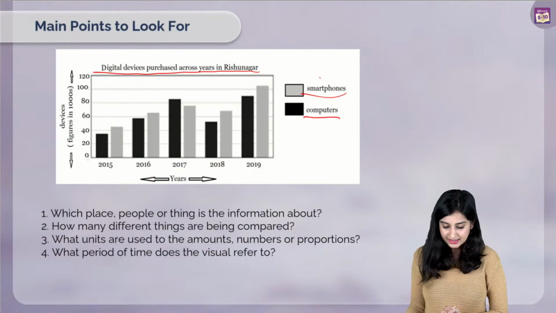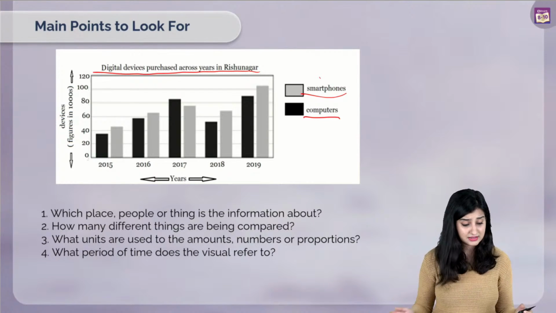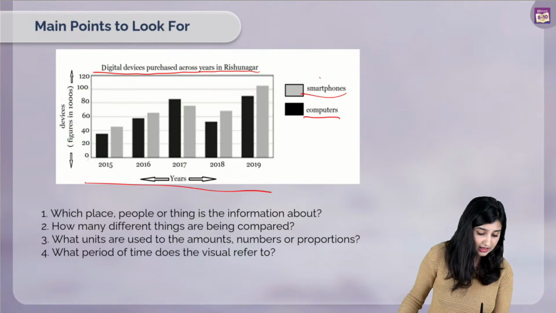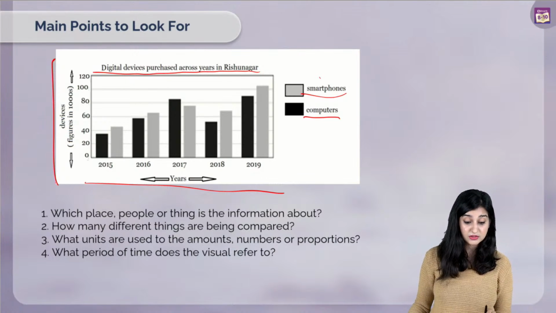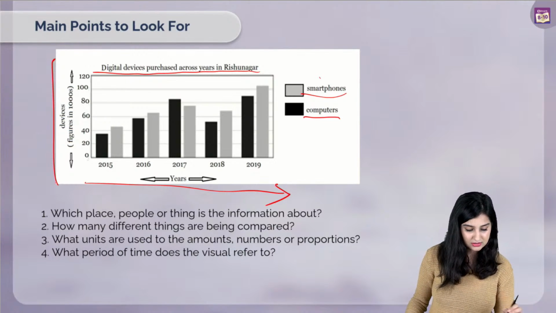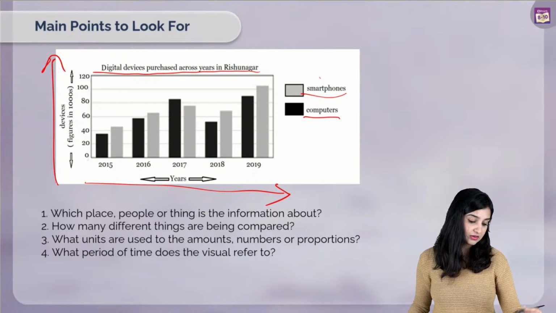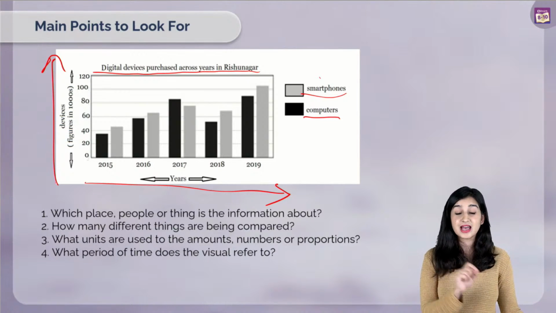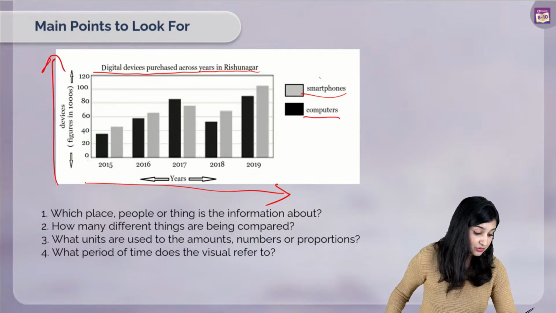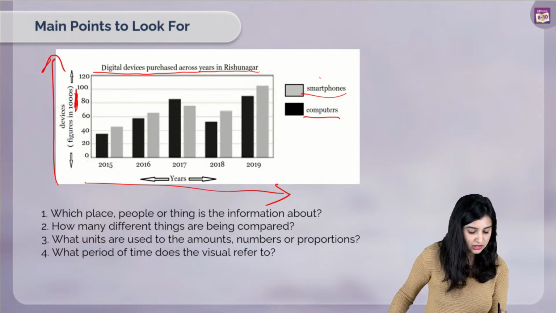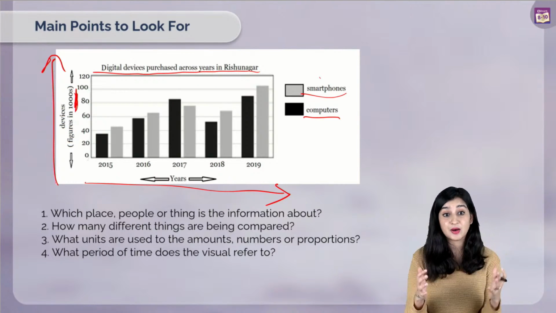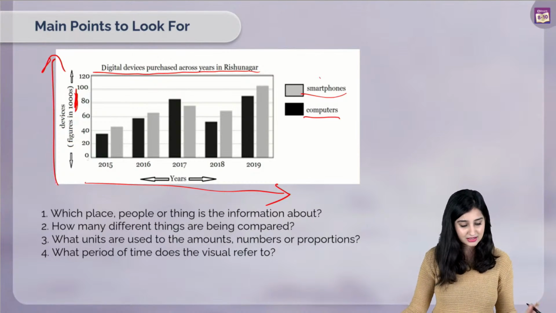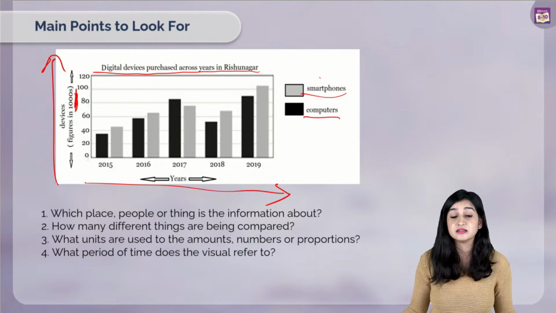Then we can look at both the axes. We can look at the x-axis over here and the y-axis. The x-axis is showing us years, 2015 to 2019. I'll just do this so you know what I'm doing. And over here in the y-axis, we can see that it's talking about devices, and the figures are in the thousands. So it's not that a little over 40 smartphones were purchased. It's 40,000. So just keep that in mind. All of these figures in the y-axis are in the thousands.